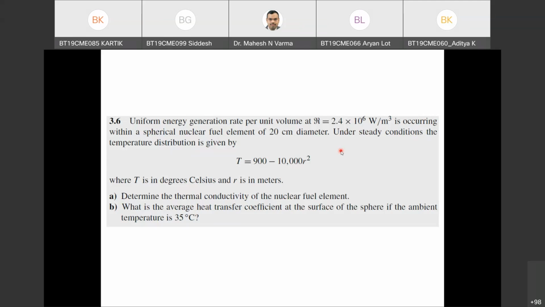Roll number 69, Mehul. Yes, sir. Can you briefly explain how to solve this problem? Sir, in a similar way as we did in the previous question. Yes, but what is the difference here, I told? Here the temperature is also varying with respect to distance. So how do we get the thermal conductivity?